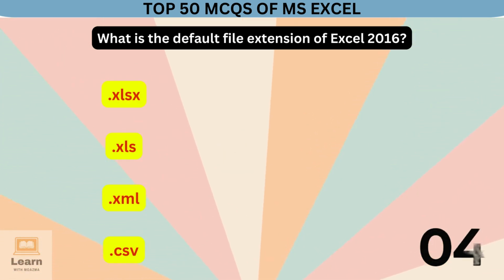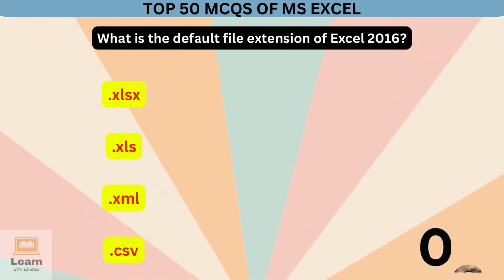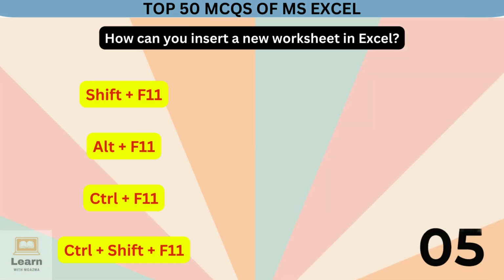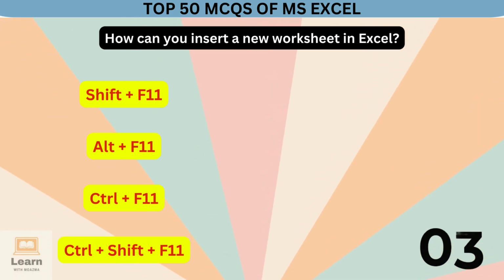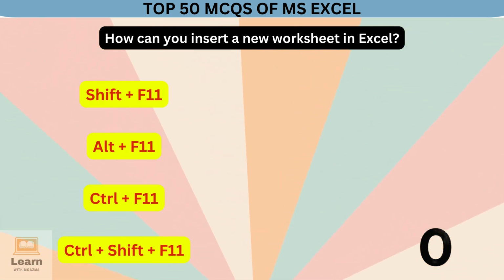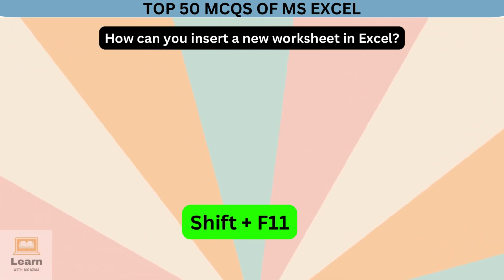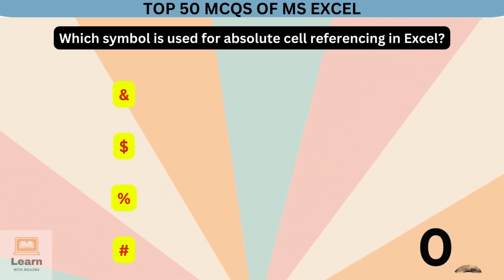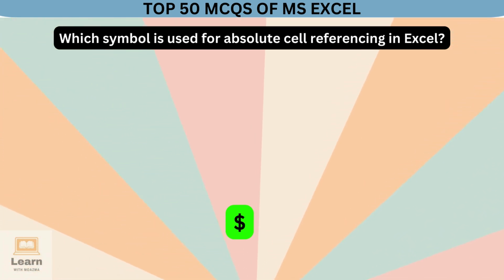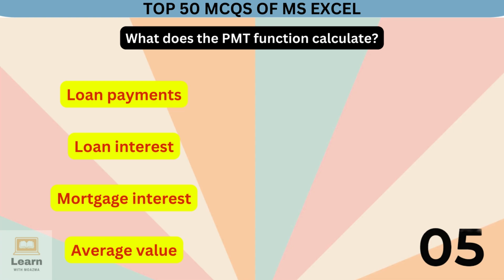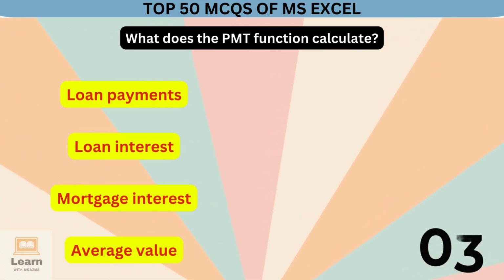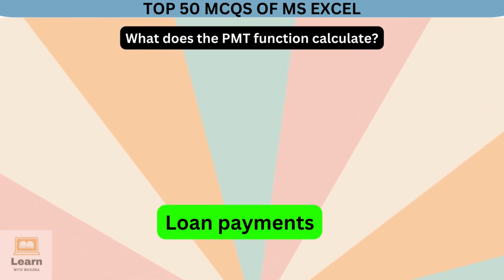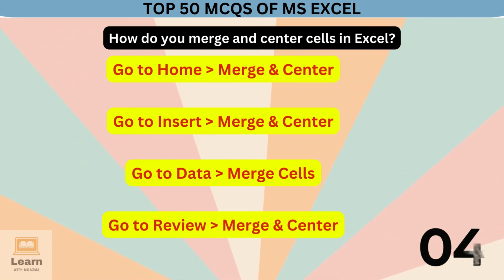What is the default file extension of Excel 2016? Which symbol is used for absolute cell referencing in Excel? What does the PMT function calculate? How do you merge and center cells in Excel?